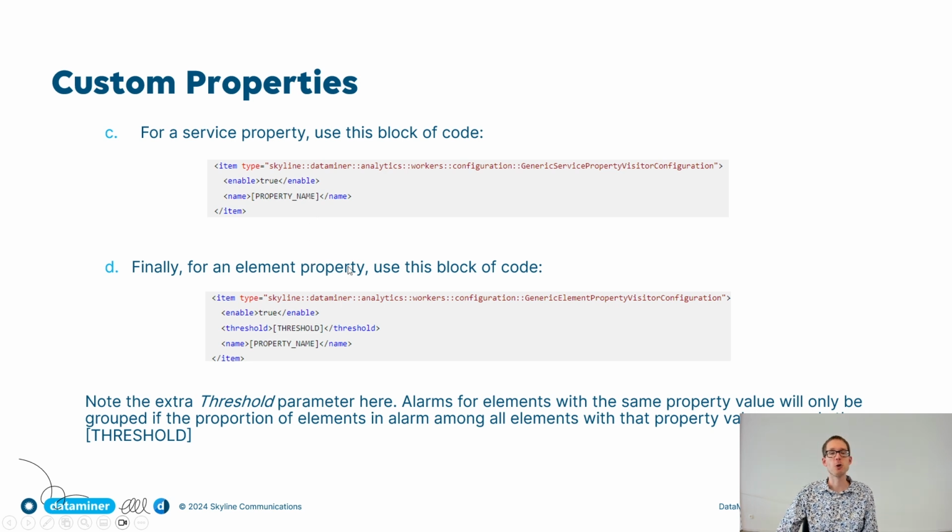And finally, you can also group using an element property by adding a generic element property visitor configuration. Notice that here there is an additional threshold or an additional setting that appears. If you've seen my video on statistical grouping, you probably can already suspect what the meaning of this parameter is. In any case, it will all become clear in our next video, where I'm going to give a nice demo on this.